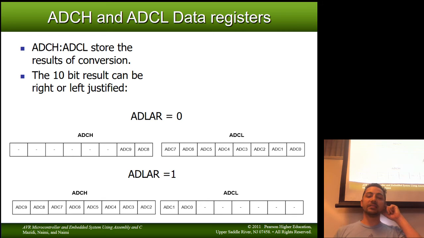The AVR ADC is a 10-bit ADC. Means it has a 10-bit resolution, which means how many steps does it have? 2 to the 10, which is 512, 1024. Those first 10 powers of 2, you should really get tattooed on the inside of your eyeballs.